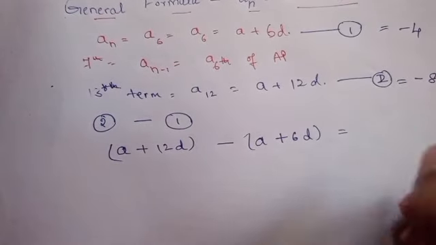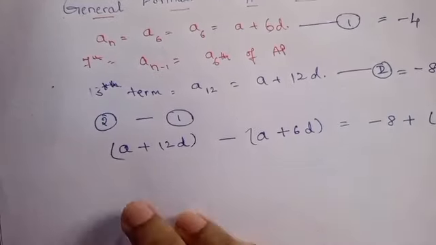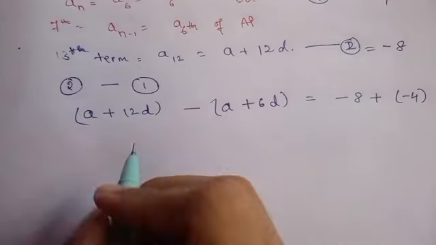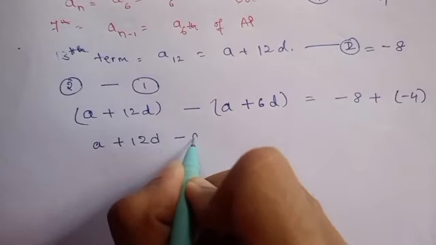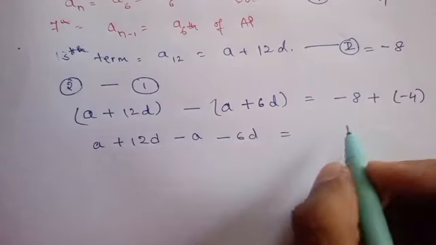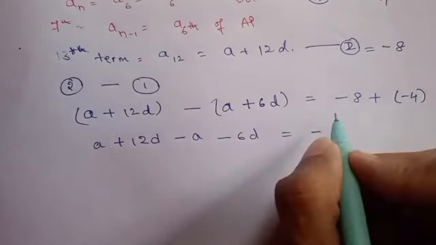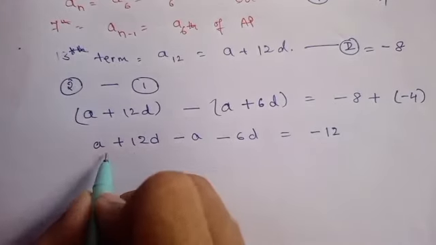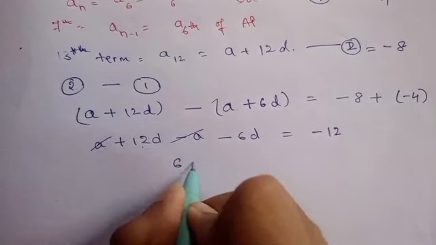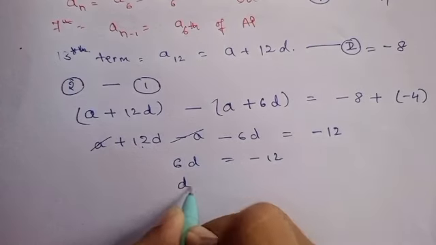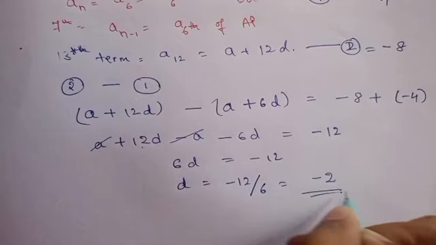So minus 16 and minus 4, we will be writing it in the RHS. And now, opening the brackets, a plus 12d, taking out the minus sign, minus a minus 6d, and on the RHS minus 16 plus 4, that is minus 12. So a and a get cancelled, 12d minus 6d will be 6d equals minus 12. So d will be minus 12 by 6, that is nothing but minus 2.